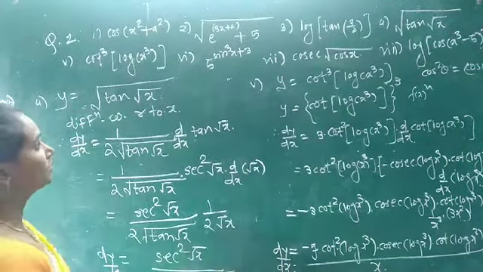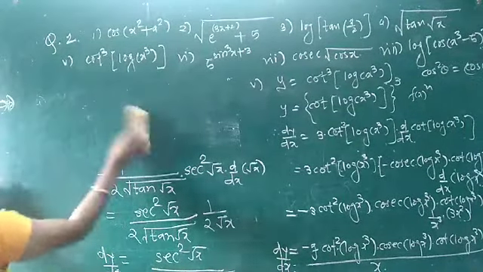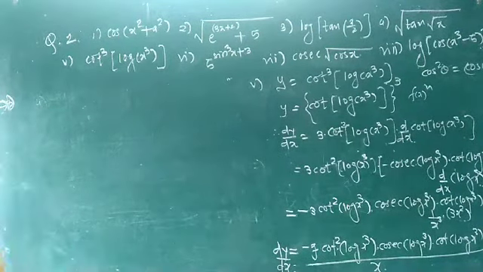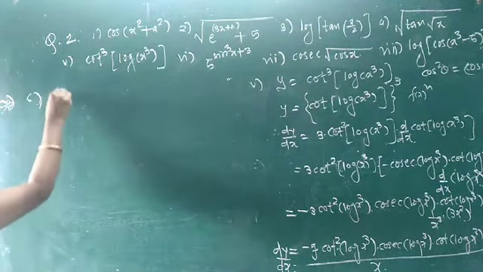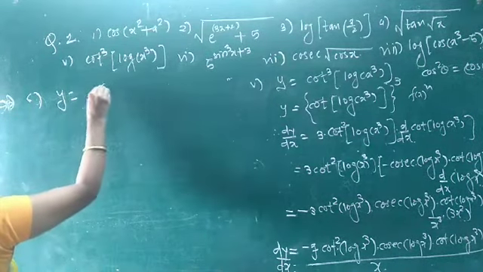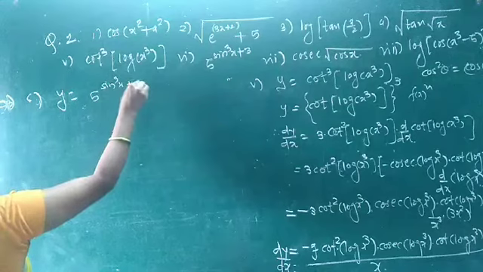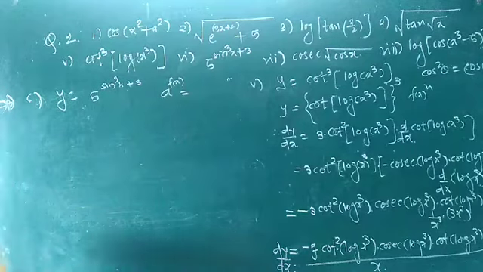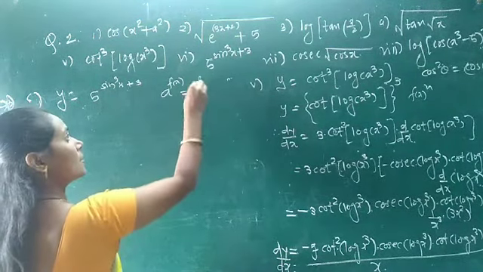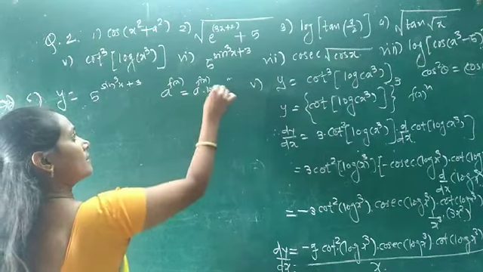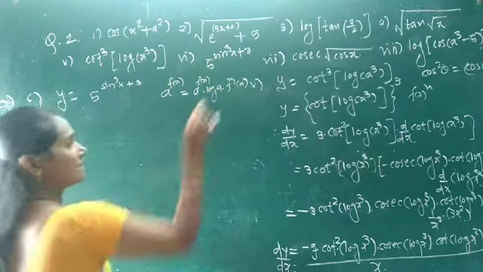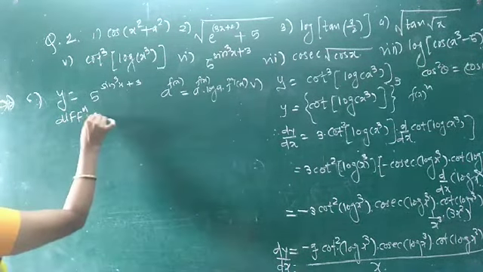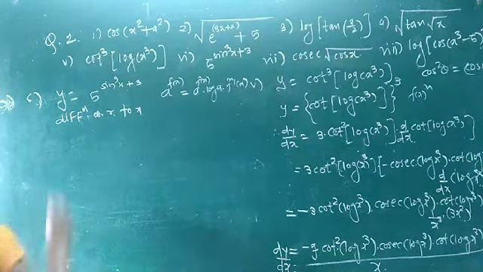Got it? Now question number 6. y is equal to 5 raised to sin cube x plus 3. This is in the form of a raised to f of x. So what is the derivative of a raised to f of x? A raised to f of x into log a into f dash, meaning the derivative of the function. So differentiate with respect to x.